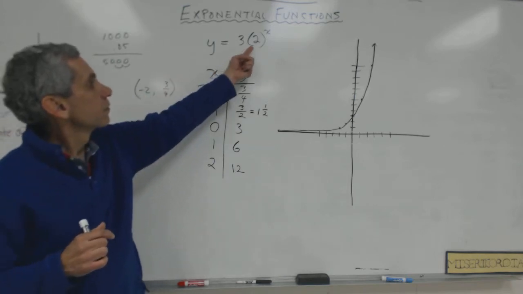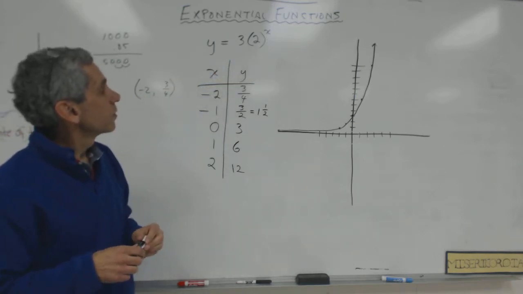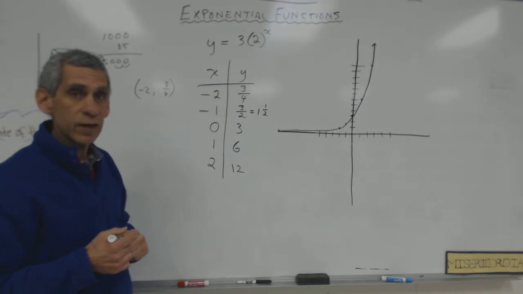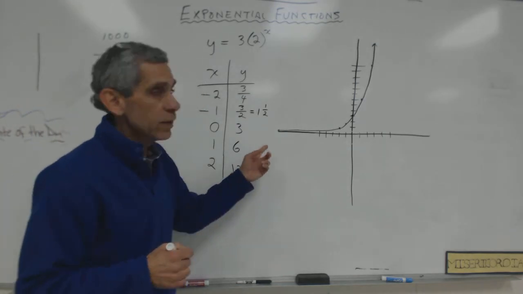And my second question was, if you changed the 2 that's inside the parentheses to 3, would it grow 3 times the amount every time? Let's try it. Okay. Let's see.